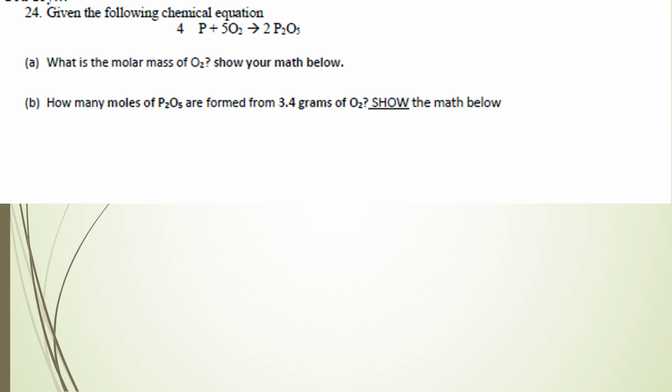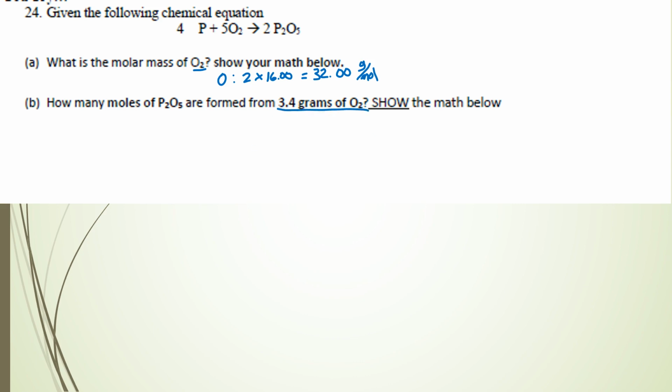2P2O5, it says, what is the molar mass of O2? So O2, if I have two oxygens, oxygen is 16.00. So molar mass of O2 should be 32 grams per mole, right? 16 times 2, or 16 plus 16. All right. It says, how many moles of P2O5 are formed from 3.4 grams of O2?